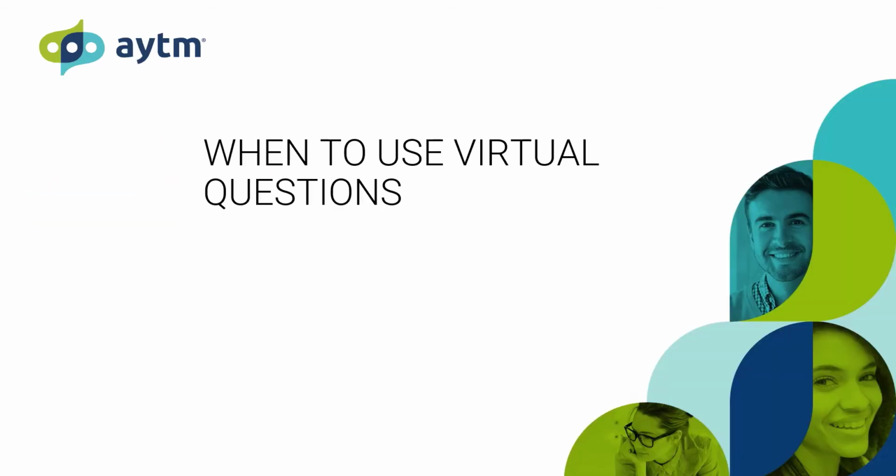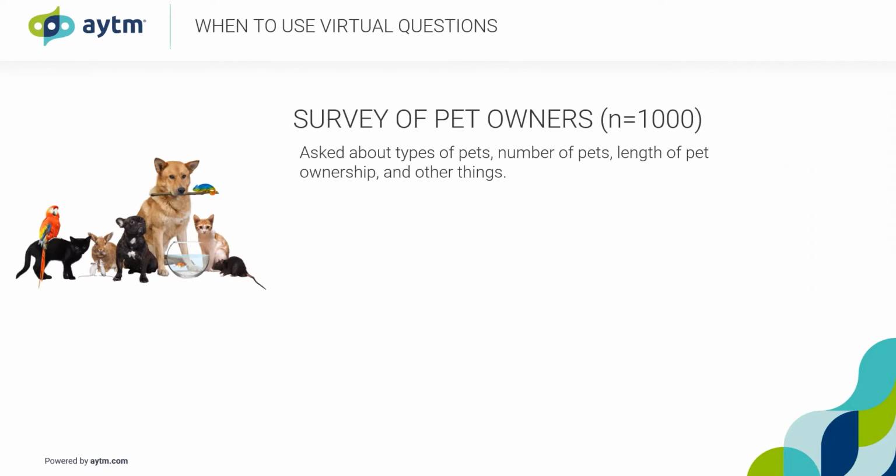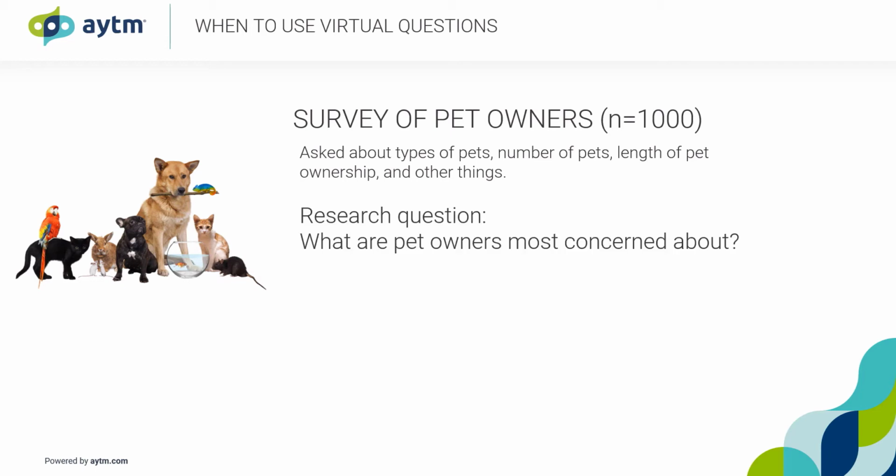In order to understand when and why you might want to use a virtual question, let's look at an example. We'll use an AYTM survey of 1,000 pet owners to explore some specific characteristics of these respondents that would be much more difficult to dig into without virtual questions. In this case, let's say we're wondering what pet owners are most concerned about when it comes to their pets. If I'm trying to decide what sorts of pet products to feature in a weekly ad for my pet store, this is a question I would be interested in having data around.